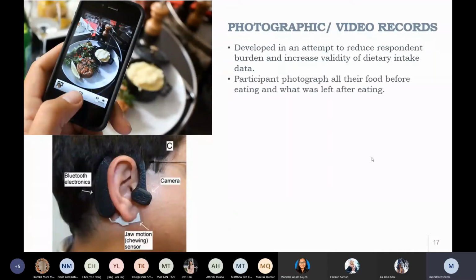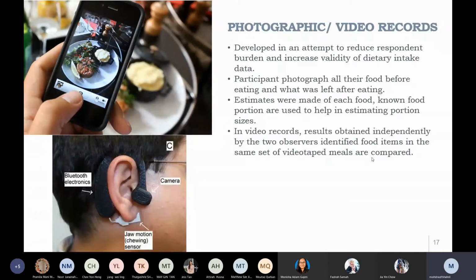So the next method is photographic. This is the final method, I think, the photographic or video records. Nowadays we have a lot of technologies and innovations in dietary assessment techniques. So the one that we usually see in research is photographic or video records. This was developed in an attempt to reduce the respondent burden of recording their food and increase the validity of dietary intake data.